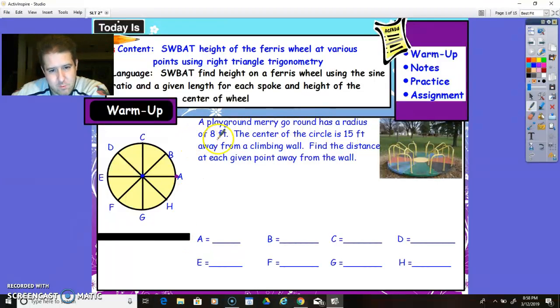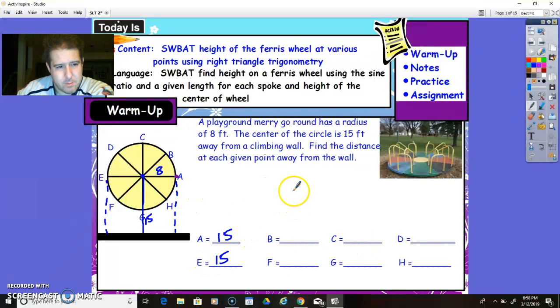So it says it has a radius of 8 feet, and it has a center that is 15 feet away from the wall. So knowing that the center is 15 feet away from the wall, then I know that position A is also 15 feet from the wall. And so is position E, because A and E are parallel to the wall. So therefore E must also be 15.